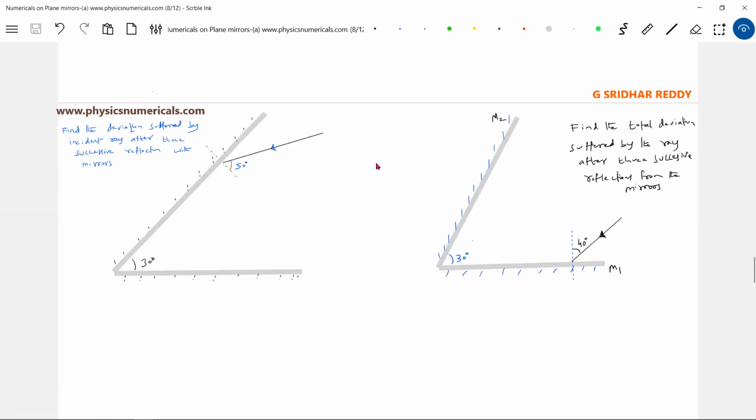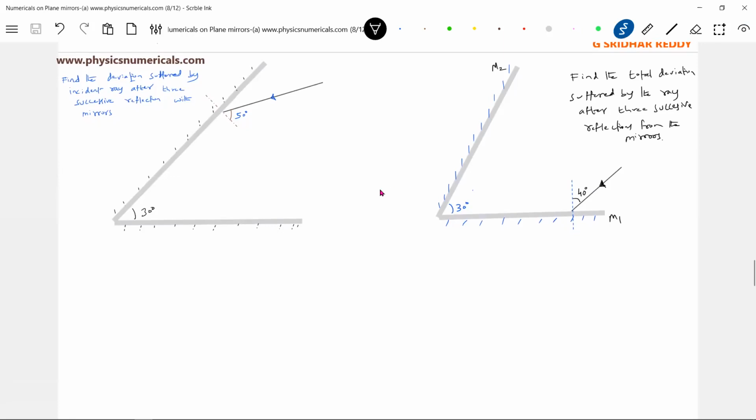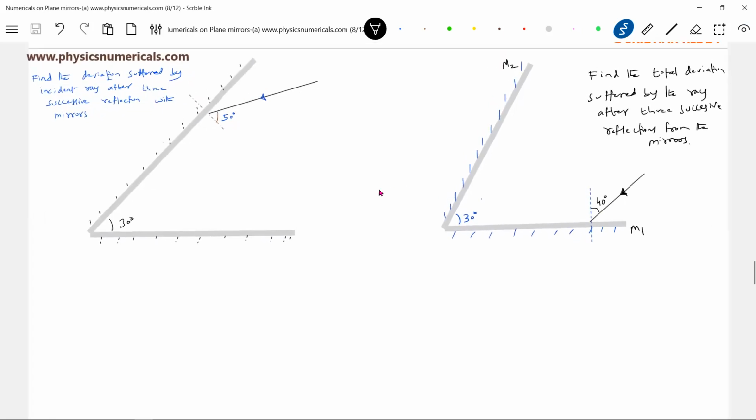Now these are some problems that I picked up. Now we'll focus on some more problems, like if a ray is incident on a combination of mirrors, how to trace out the final deviation suffered by the ray, or any other condition that is put. That has to be worked out here. Read the question now. Find the deviation suffered by the incident ray after 3 successive reflections with the mirror. There's a mirror M1. First it will strike M1, then M2. So there's a first reflection, then second, then third, and then he's asking the deviation.